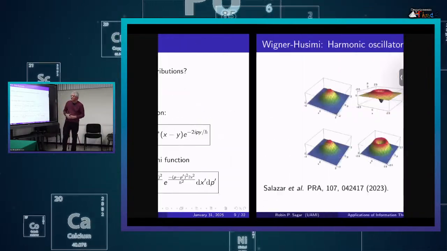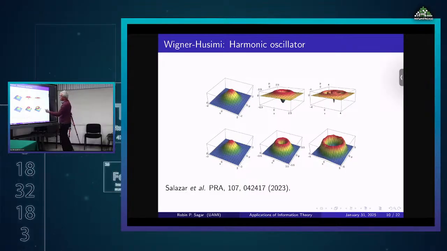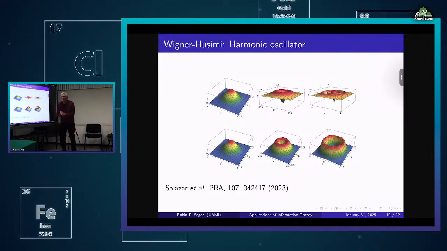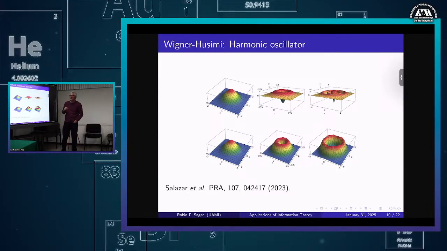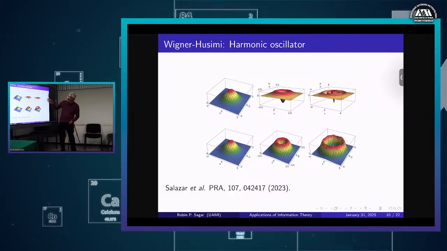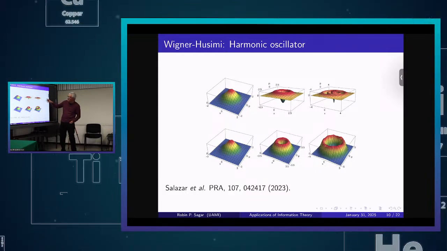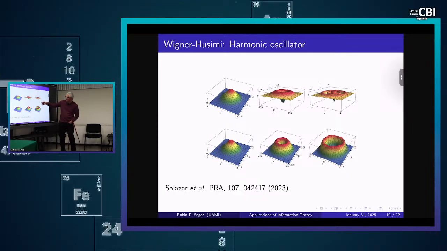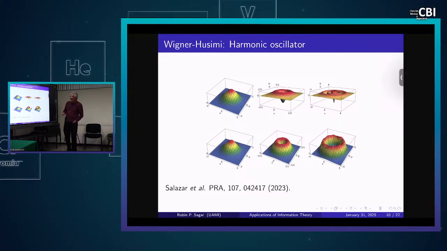So please, Ernesto, please. Now what we have here, and I don't have a pointer, so I'll have to try to explain, is that the first row is the Wigner function, and this is the harmonic oscillator. On the left we have the ground state, and then in the center and the right we have excited states. I think it's the first excited state, and then the second or the third excited state.